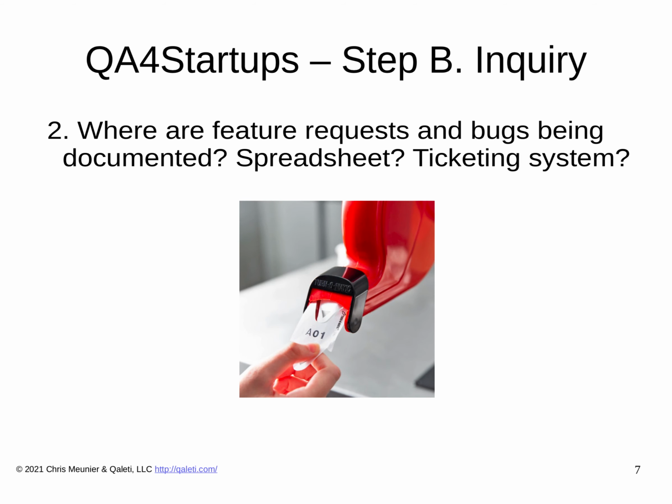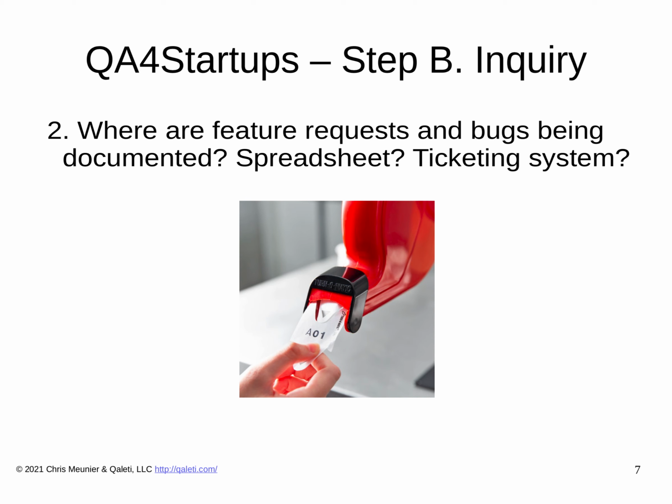The second question is the number 2. Where are feature requests and bugs being documented? Spreadsheet, ticketing system. This is key to setting the expectation that all change requests are contained in a tracking system of some sort. Feature implementation, bug fixes, and technical chores or tasks.